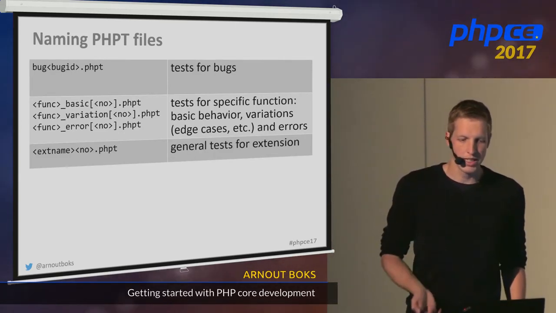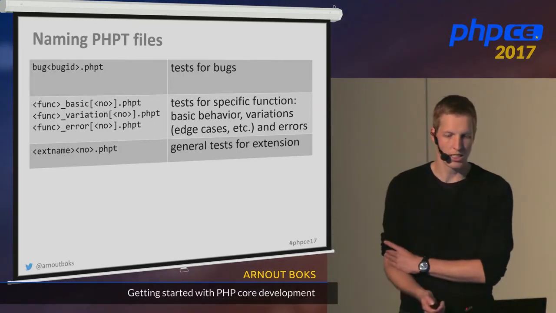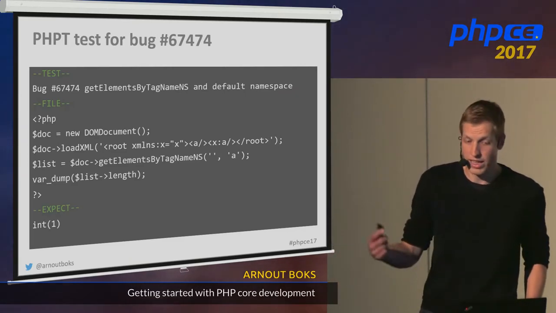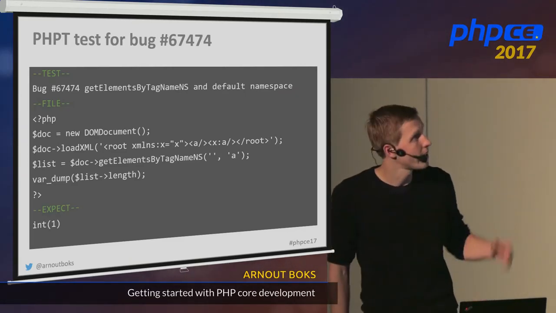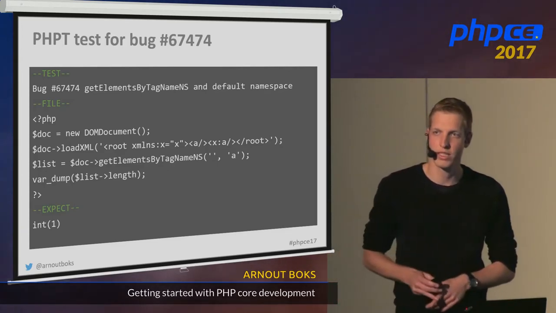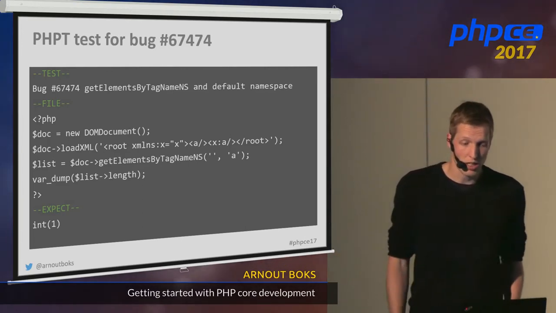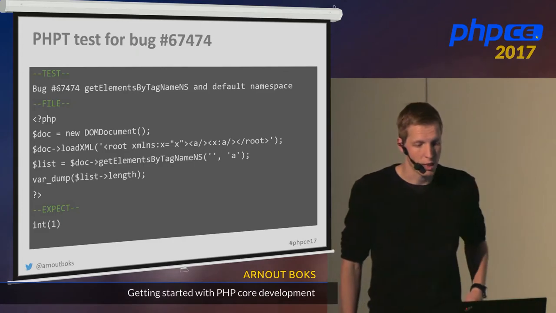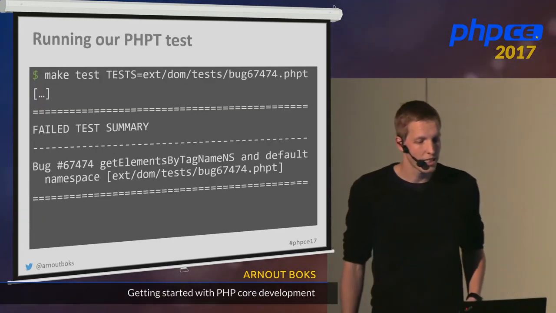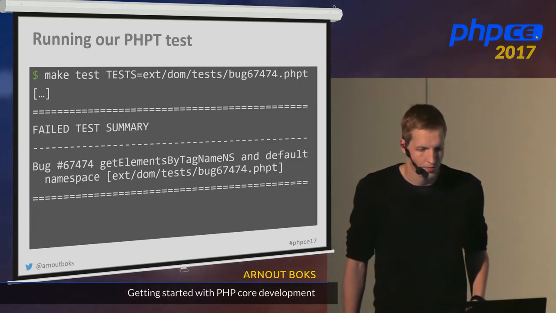So using this naming scheme and using this information about PHPT tests, I was able to write a PHPT test for the bug I was trying to solve. So I wrote a test description using the bug ID. I just used the test script that somebody else already provided in the bug report, and I put 1 as the expected output. I ran this on my system using make test, and I got back a failed test summary in which my test failed.